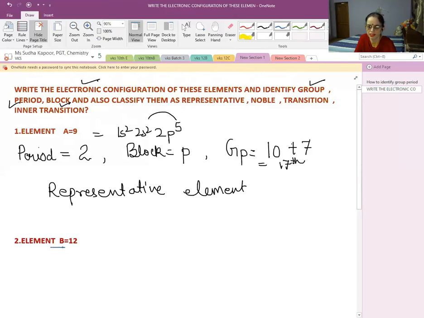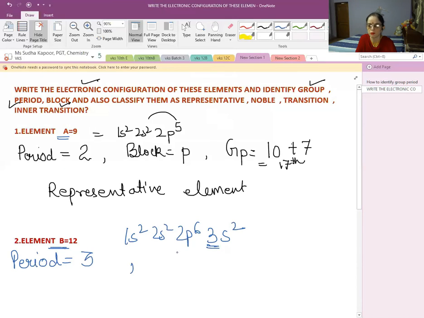Then let us move on to another element, B. We have taken a random element B. The configuration is going to be 1s2, 2s2, 2p6, and then 3s2. So it is an s block element. First we write the period. The period is equal to the largest quantum number, that is 3, the principal quantum number. Then for the block, the last electron enters the s subshell, so it is the s block. For the s block elements, the group is equal to the number of valence electrons. The valence electrons are 2, so the group is also 2.